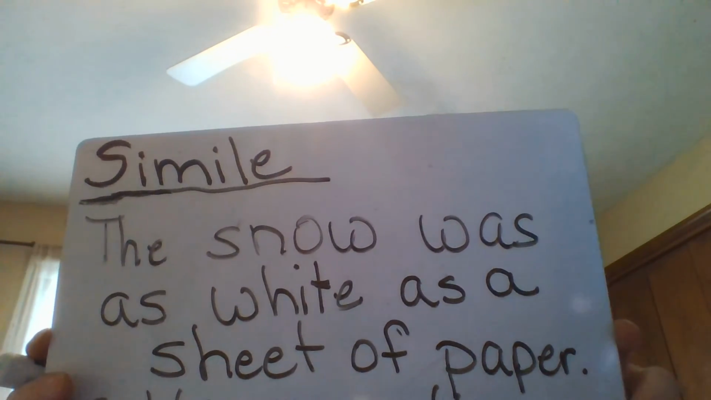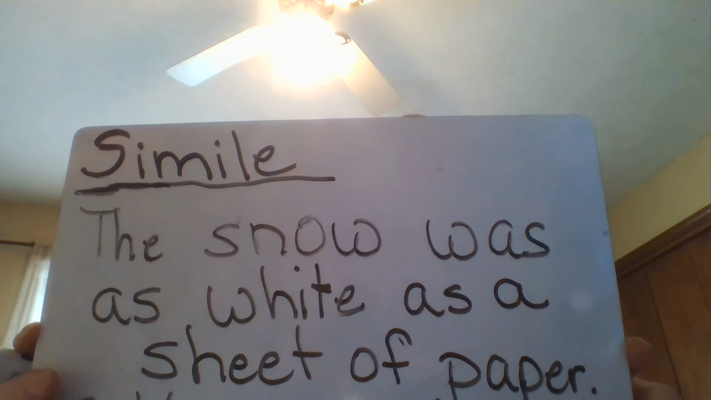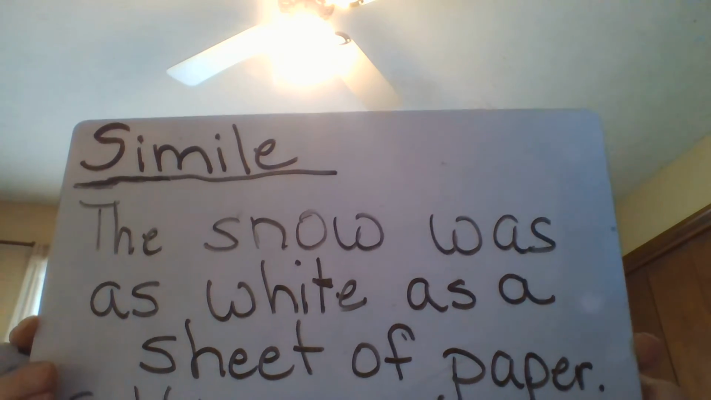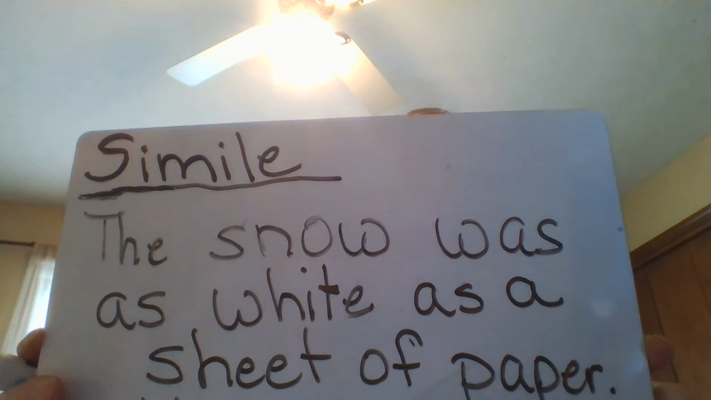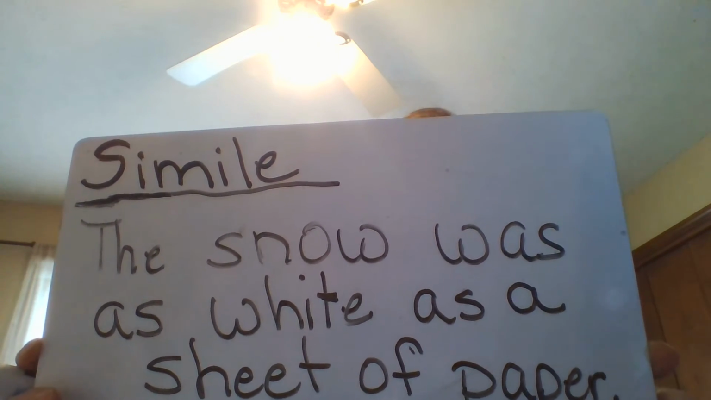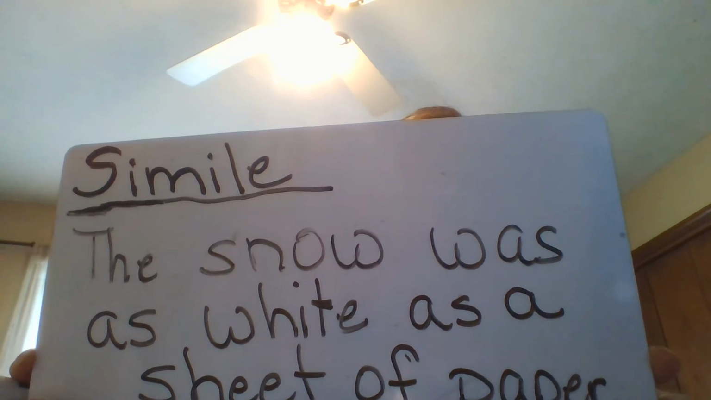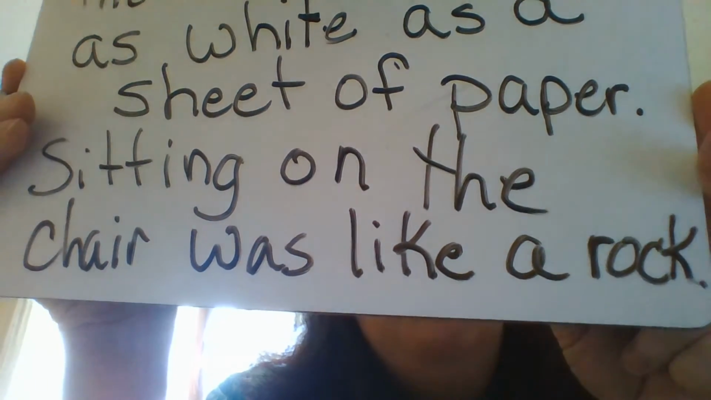The more examples of similes you have before you write them on your own, the better. The snow was as white as a sheet of paper. So in your mind, you get a picture of drifts of something super, super white. And sitting on the chair was like a rock. And immediately your back should start to hurt and it feels sore, and so does everything else because a rock is uncomfortable to sit on. So you get that across.